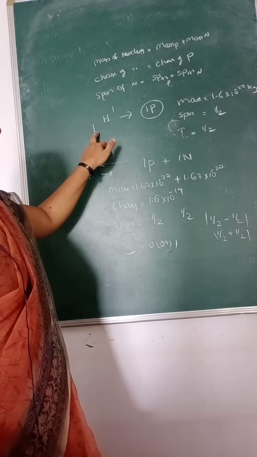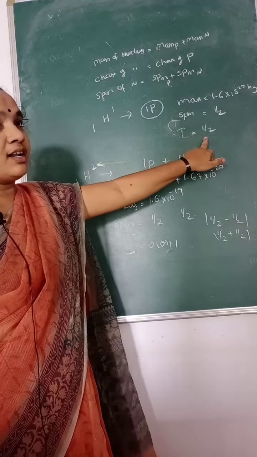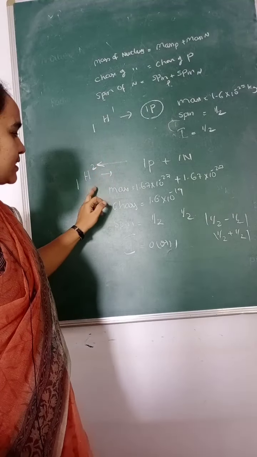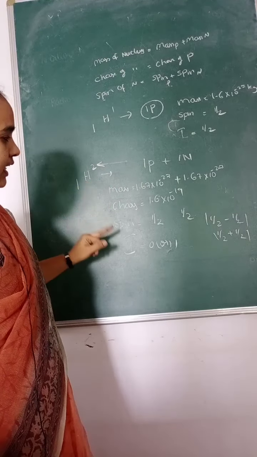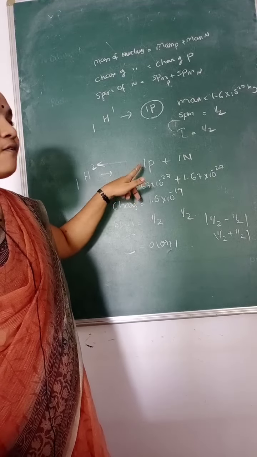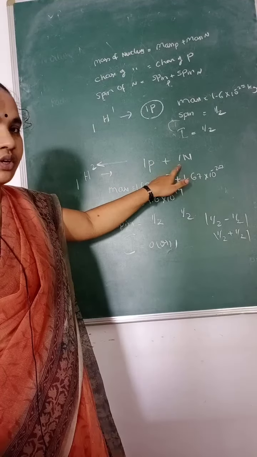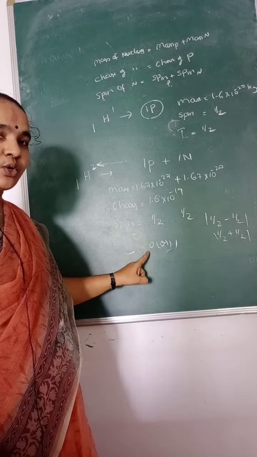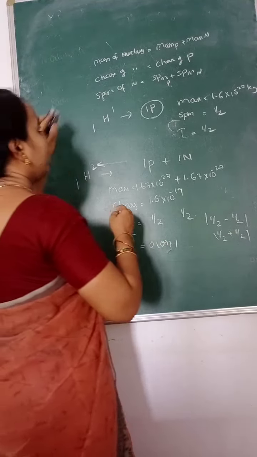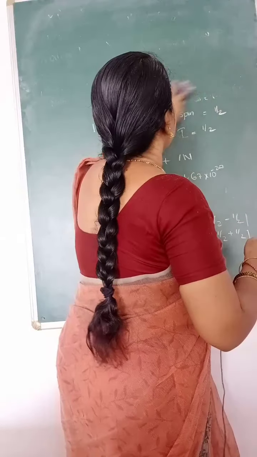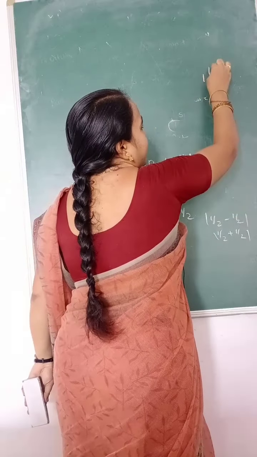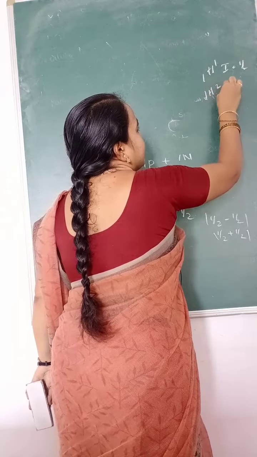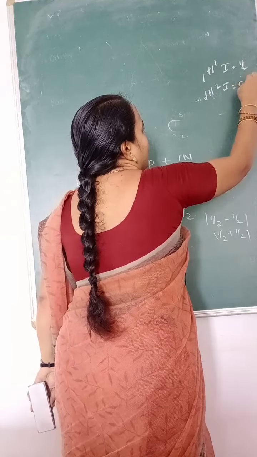For hydrogen, the nuclear spin is 1/2, having one proton inside the nucleus. For deuterium, since the nucleus consists of one proton and one neutron, the resultant nuclear spin is either 0 or 1. For hydrogen it is 1/2, for deuterium it is 0 or 1.